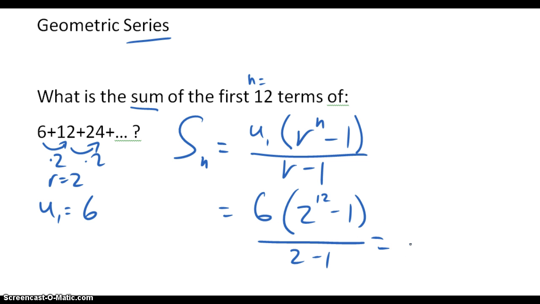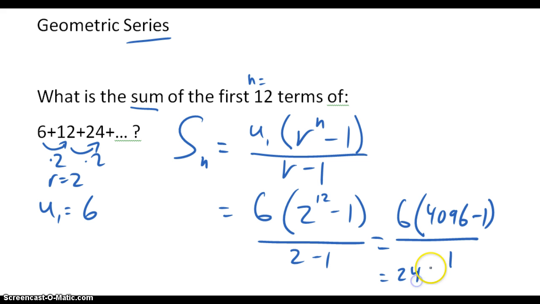Now geometric series get really big really quickly. Just so you know, the numbers get nice and large. So you have to figure out what 2 to the 12th is and then subtract 1. So this ends up being 6 times 4096 minus 1 all over 1, which simplifies to 24,570 in this case. All right, nice big number. That's the end of the box.